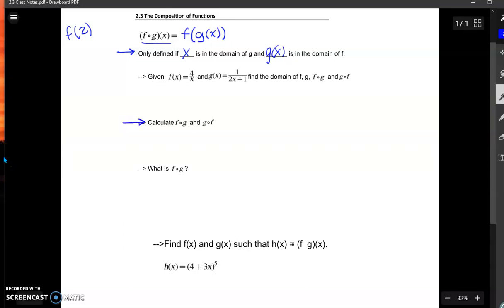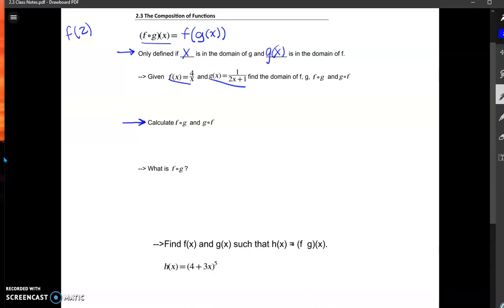Okay, so I'm going to skip down here where it says calculate f of g and g of f, and then we'll come back and do the same question but with finding the domain. But we're going to use the same functions in both of these problems. So f of x is 4 over x, g of x is 1 over 2x plus 1.